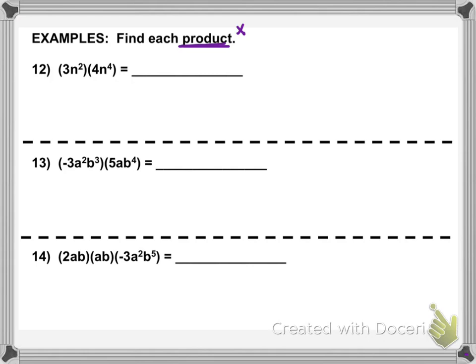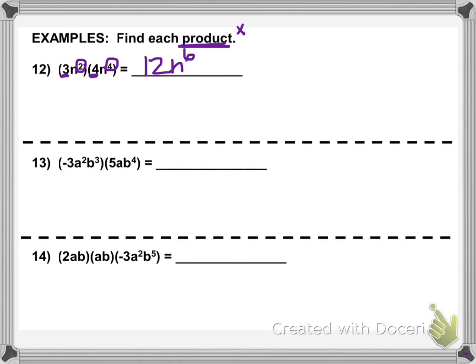First thing, let's look at your coefficients, the 3 and the 4. So we're just going to multiply those just like if you did 3 times 4, and you'll get 12. Okay, now let's look at the variables. Our variables are both n, right? We're going to add their exponents, though. So we have n, now 2 plus 4 is 6.